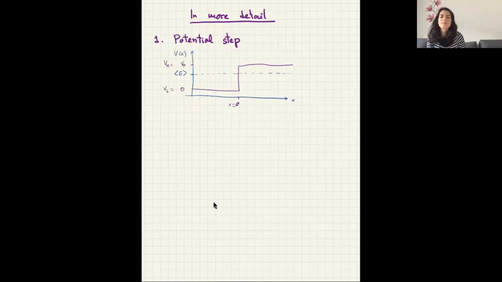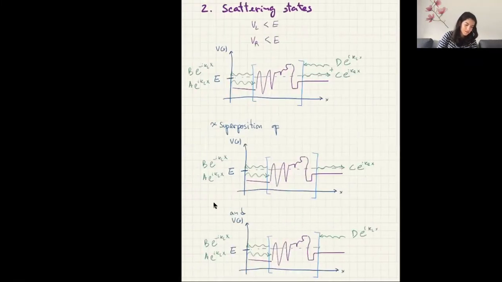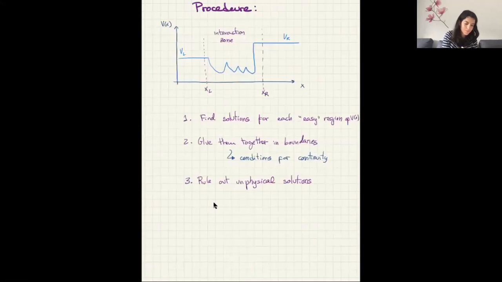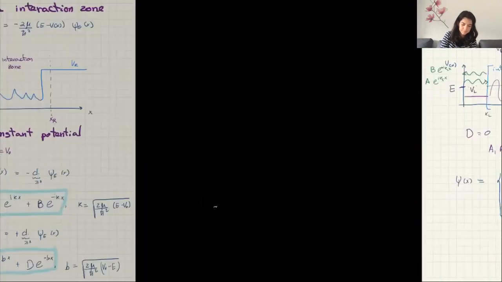So now we get to this part. If we look at what we did in the beginning, we said that the general procedure was going to be to find solutions for each easy region. And now we need to glue them together at the boundaries. So that's what we're going to do.